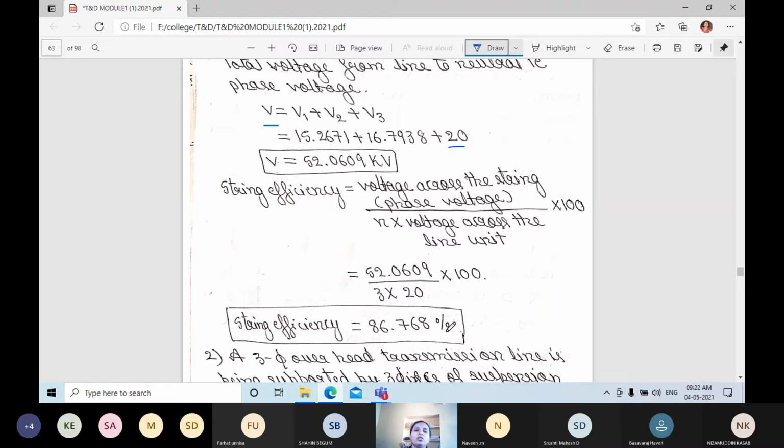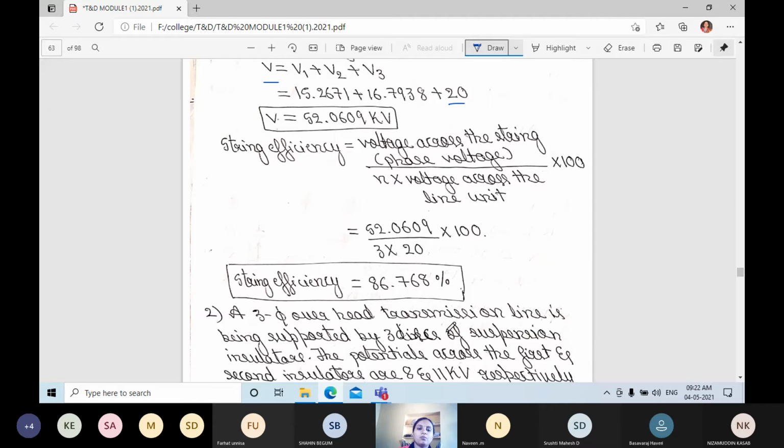First you need to find the voltage. They have given the voltage V3. From that we can find V1, later we can find V2, and then we find the total voltage. Next, string efficiency. Okay, next problem.